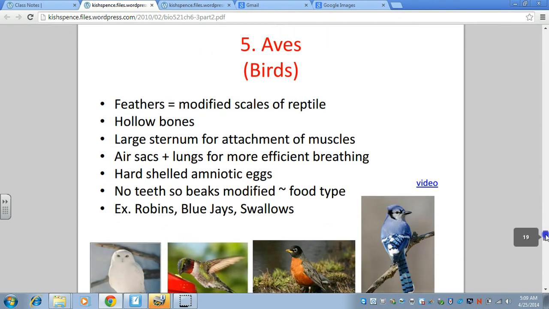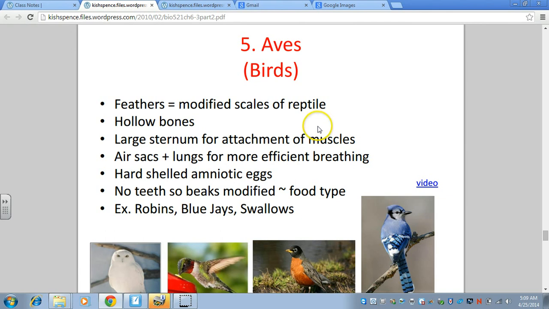Okay, so birds. This is class Aves. Aves means birds. The most obvious thing for birds is that they are the only group to have feathers and wings. Well, not the only ones to have wings, because we have bats, for instance, who have modified appendages that act like wings, but birds have wings and feathers. And feathers are really modified scales from earlier ancestors, so modified scales of reptiles.